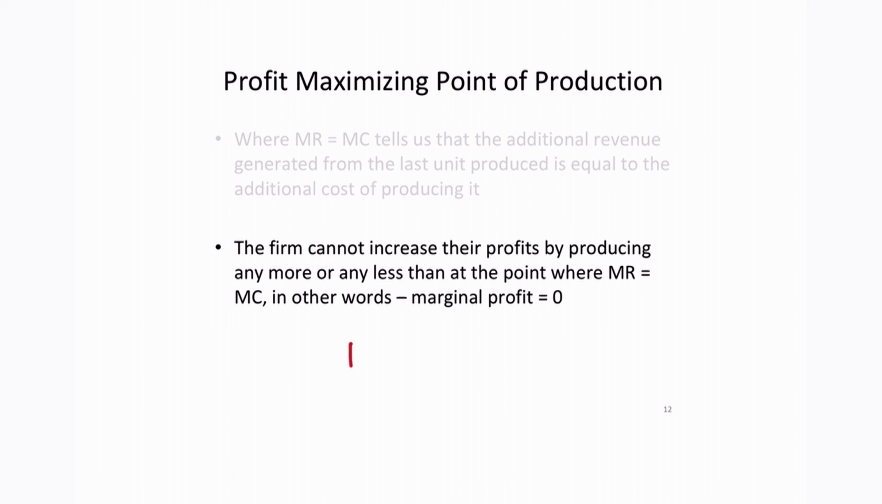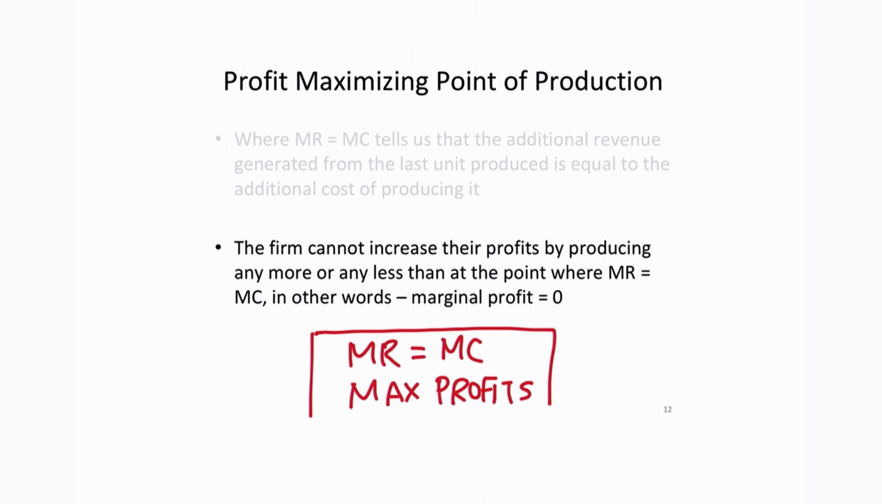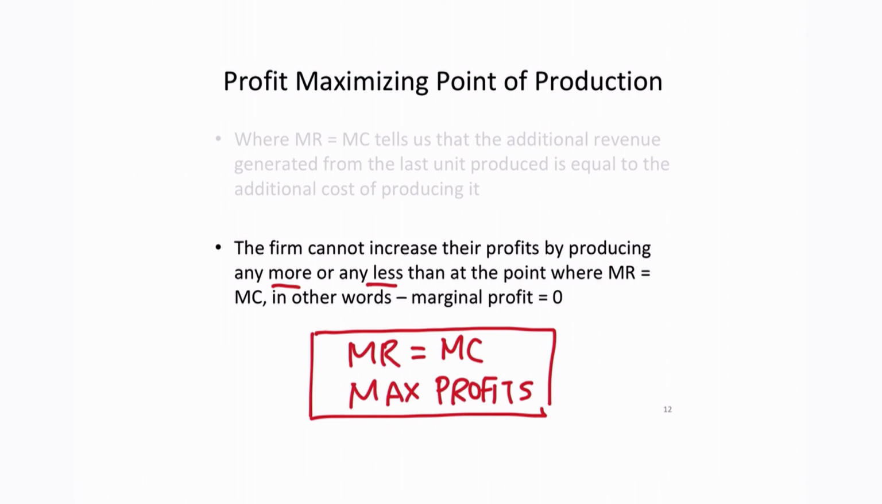The point where marginal revenue is equal to marginal cost and the firm is maximizing its profits, what we know in that case is that the firm cannot increase their profits by producing any more or any less than at the point where marginal revenue is equal to marginal cost. So at this point, what we say is that the marginal profits is equal to zero. Or in other words, the additional profits that the firm would get from producing one more unit is equal to zero.